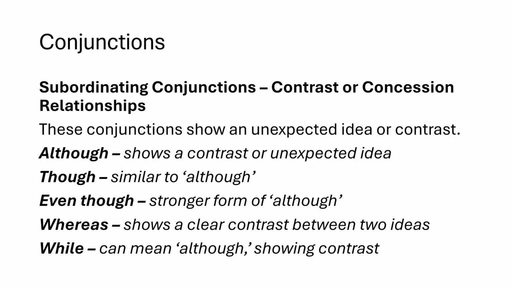These subordinating conjunctions show contrast or concession relationships. These conjunctions show an unexpected idea or contrast. Although shows a contrast or unexpected idea. Though is similar to although. Even though. This is a stronger form of although.